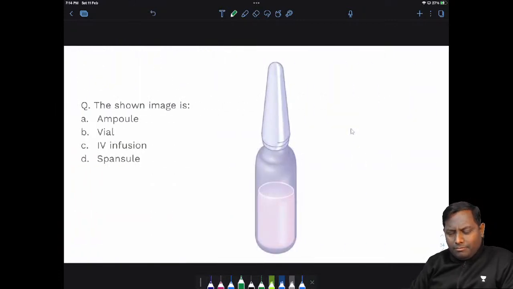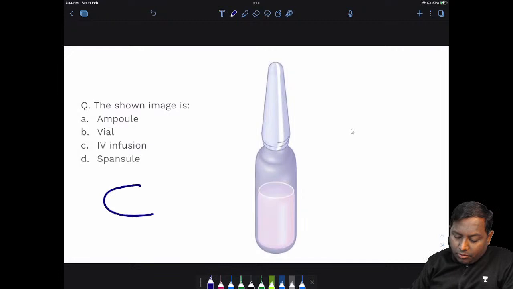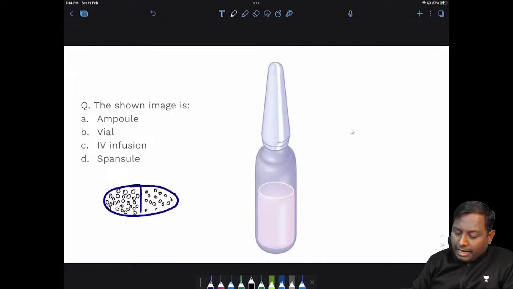The shown image is what? Very simple image. Is it ampule, vial, IV, infusion, or spensule? Now to ease down the burden for all of you guys, I'll tell you. The spensule that we have, it will be like a capsule, and in the spensule you can easily see the small particles, ये आपको easily visible होंगे ऐसे. ये कैप्सूल में जो ड्रग होता है वो पाउडर्ड फॉर्म में होता है, बट स्पेंस्यूल में मॉलिक्यूल ऐसे आपको दिखेंगे आराम से, राइट. दिस इज ए स्पेंस्यूल. सो अगेन ये स्पेंस्यूल तो होगा नहीं. स्पेंस्यूल इज लाइक अ कैप्सूल.